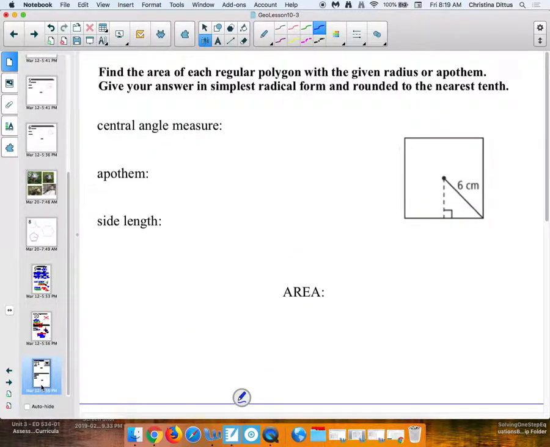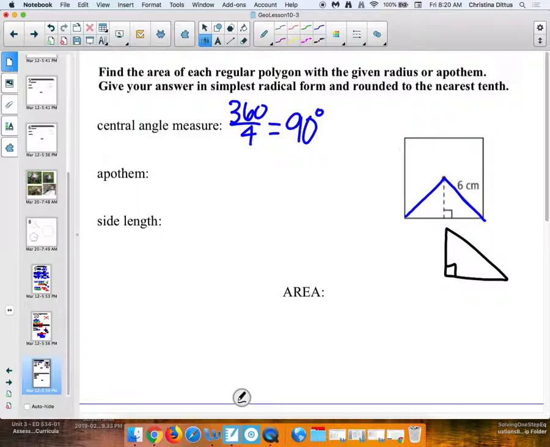Our square, my central angle is going to look like this. How do I find the central angle? 360 divided by 4, which gives me 90. So let's blow up this triangle here. How much is this little angle? 45. This is 6. So is 6 my apothem? No, I want the height of my triangle.